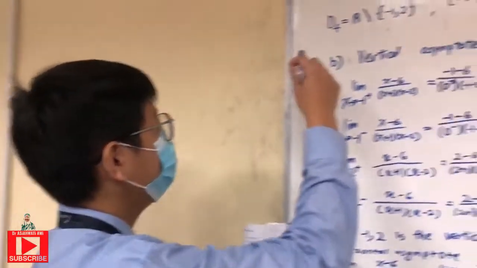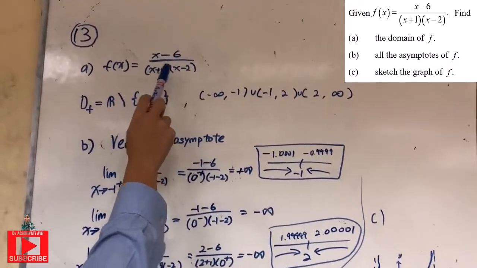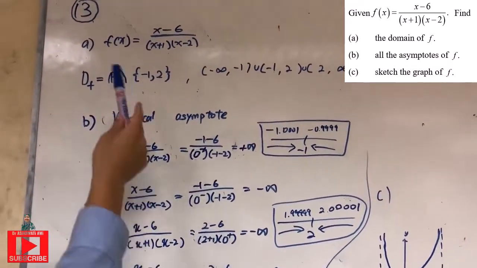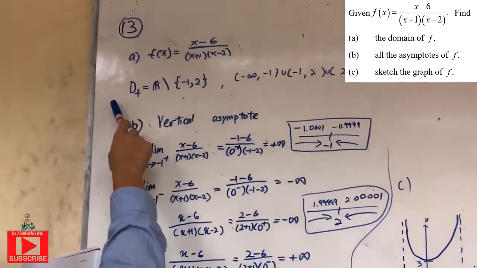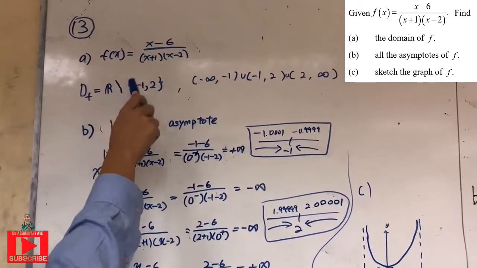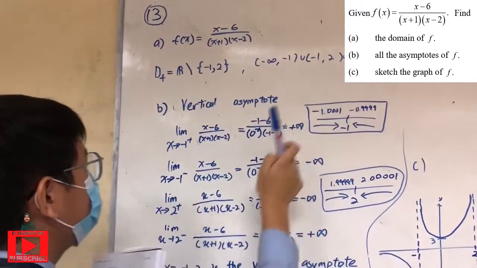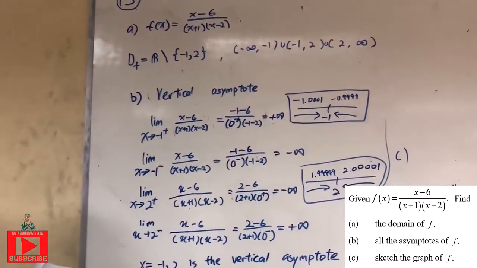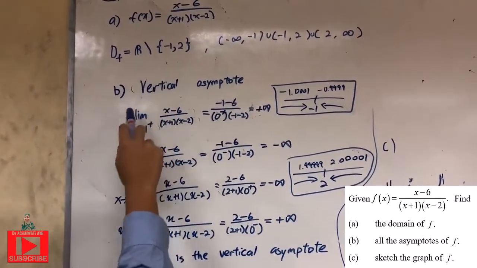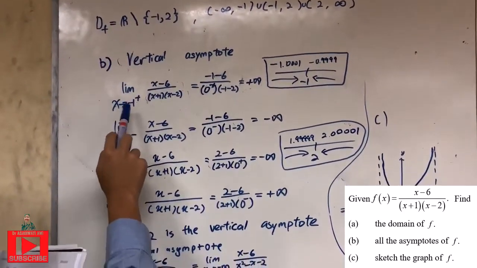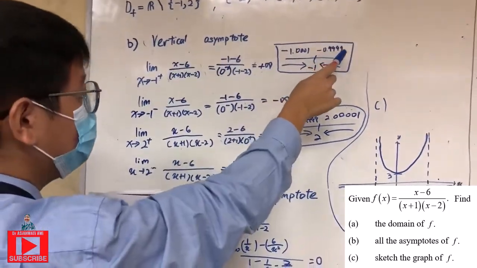For question 13a, the function is x minus 6 over x plus 1 times x minus 2. Since the denominator of this function cannot equal 0, the domain is all real numbers except negative 1 and 2, or we can write it in this form. For question b, the question wants us to find all the asymptotes. So first we find the limit as x approaches negative 1 from the right. We can substitute negative 0.9999.